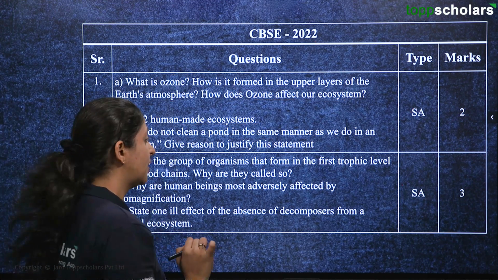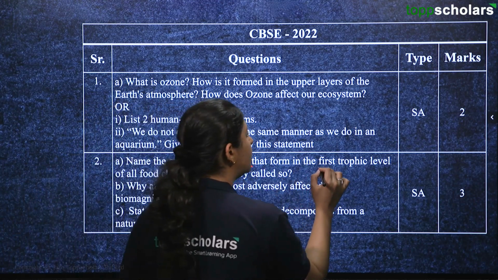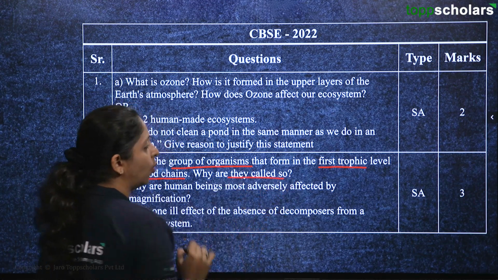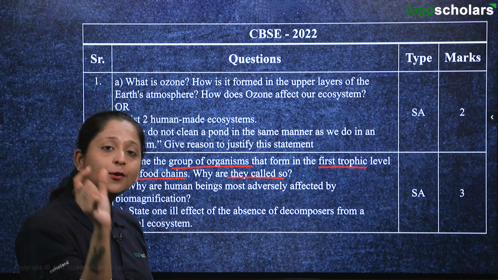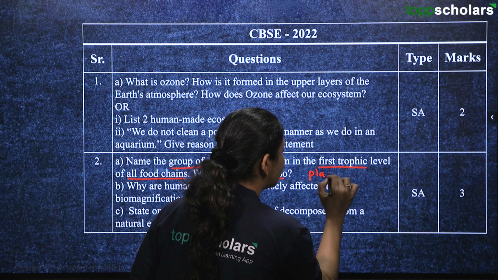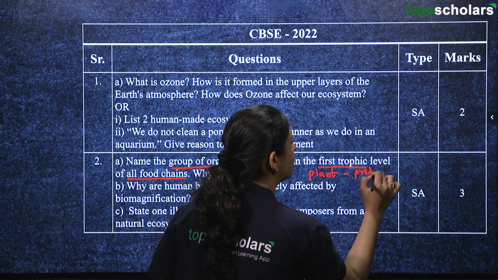So the next question that we have for 3 marks here is, name the group of organisms that form the first trophic level of all the food chains and why are they so called? Such a simple question students, they are asking you about the first trophic level. The first trophic level will always have plants. The organism is plant. What do we call them? We call them producers.